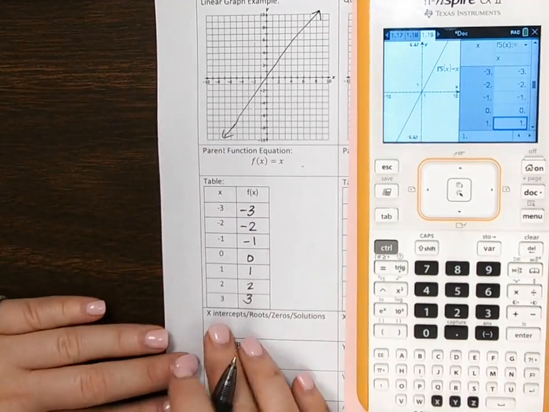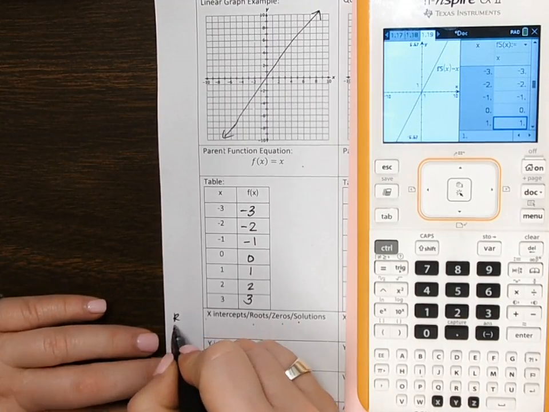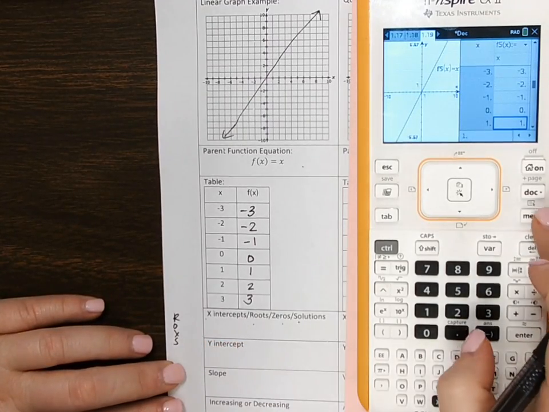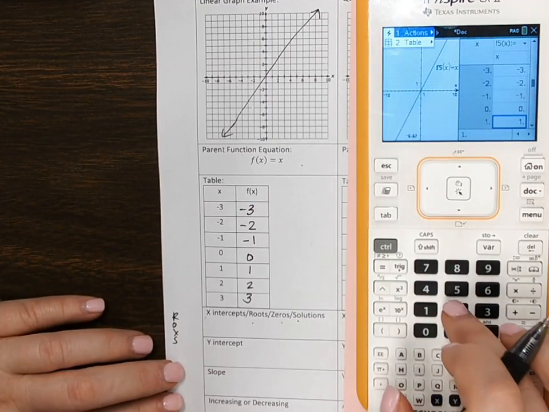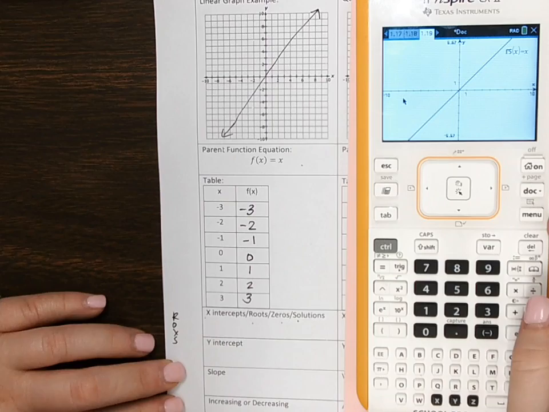From there, the next question it asks us is x-intercepts, roots, zeros, and solutions. We know that these all mean the same thing. So I'm going to move my table away. I'm going to say menu, table, remove it. Now we're actually going to trace this graph to figure out some of these key features.